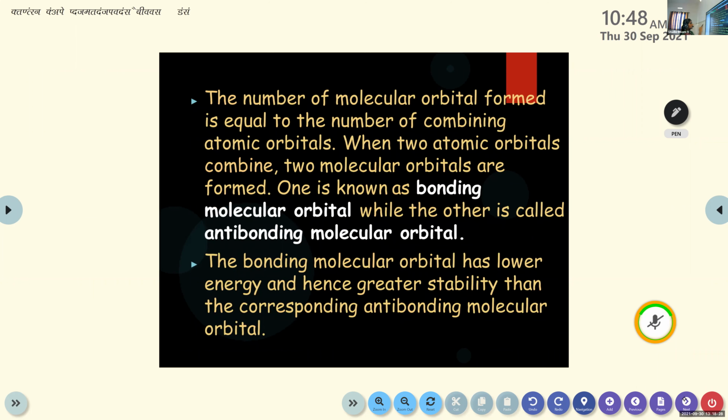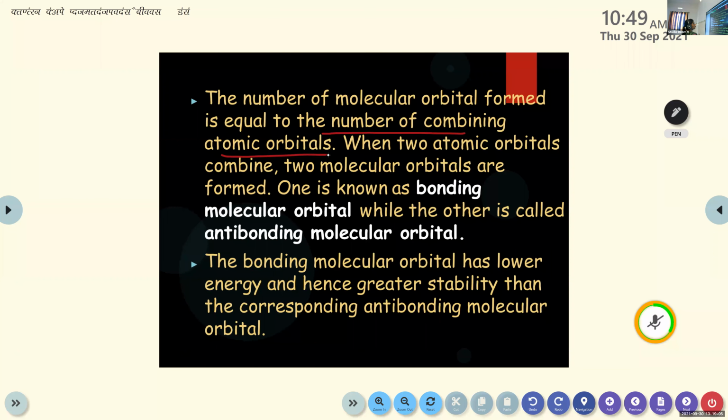So the next one: the number of molecular orbitals formed is equal to the number of combining atomic orbitals. You have learned in hybridization, right? However many orbitals are combined together to form hybrid orbitals, the same number of hybrid orbitals will be formed. So the same point: the number of molecular orbitals formed is equal to the number of combining atomic orbitals. Actually, this MO theory is a modified version of hybridization itself. So the same points will be repeated here, but there is some difference in the concepts and the names.